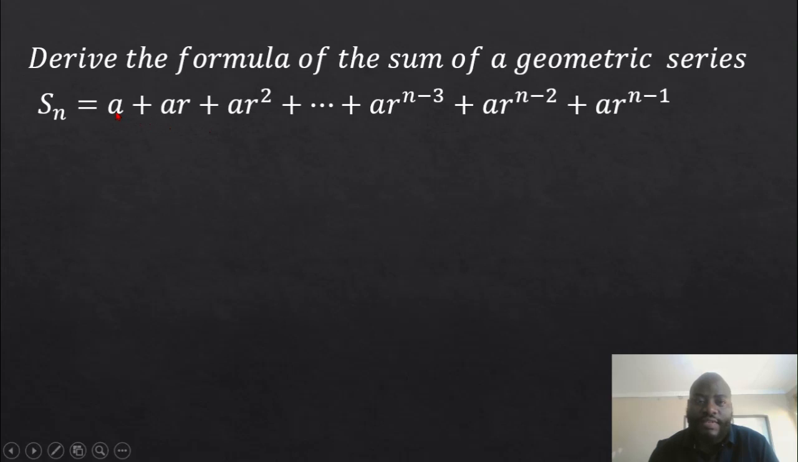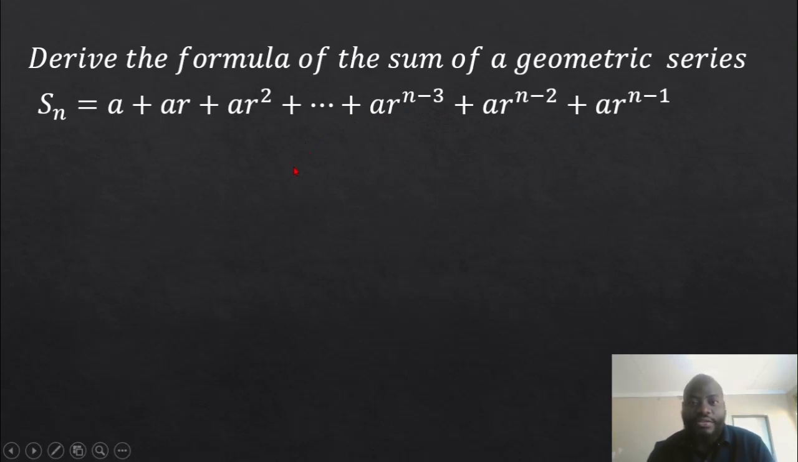This is the first term of the sequence, A, and R is the constant ratio that we multiply each term by to get the next one. So we multiply this one by R to get this one, and we multiply this one by R to get this one, up until here. So this one is the nth term in the sequence. So there are n terms in this series.